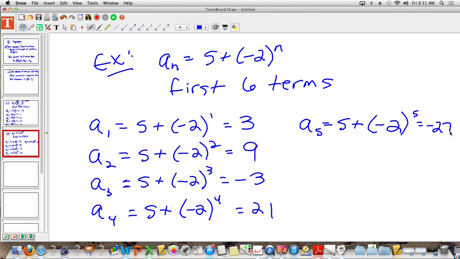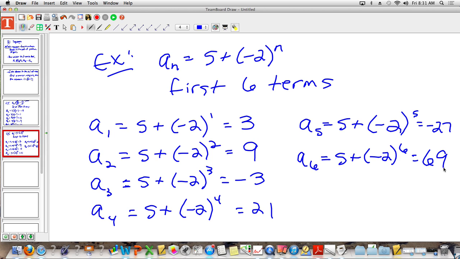The only time it didn't happen was the first term, because when we put negative 2 to a power of 1, it was not more negative than the 5 was. All right, then the sixth term, a sub 6, is going to be 5 plus negative 2 to the sixth power. Well, negative 2 to the sixth power is a positive 64, right? Yes. And positive 64 plus 5 is going to get you a positive 69.